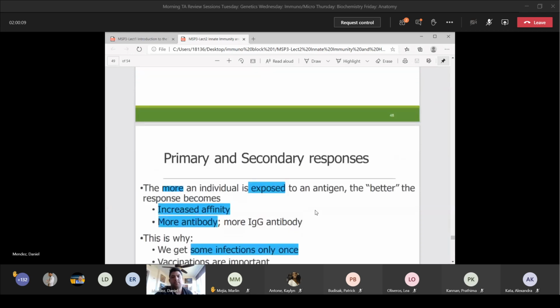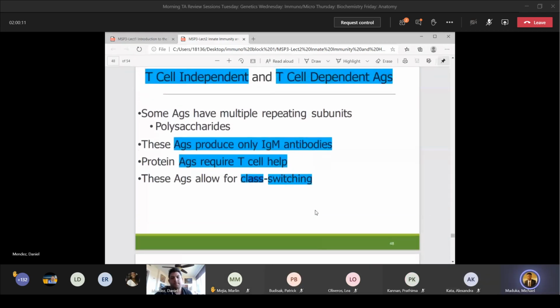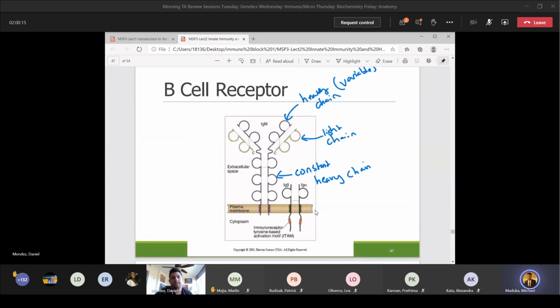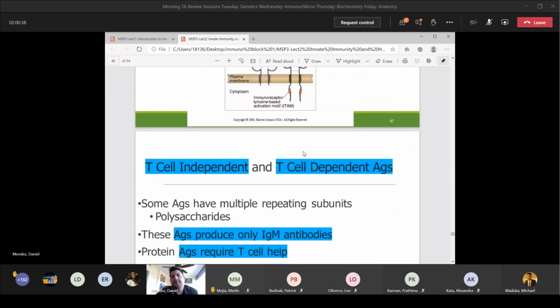I have a question about the last slide where you have the domain structure. With the two variable regions, can those switch between light chains and heavy chains? Are they interchangeable? So they're interchangeable with different heavy chains. This light chain, we can change out for other light chain variations, but it's never going to go from a light chain to a heavy chain. If that answers your question. All right, thank you. No problem.